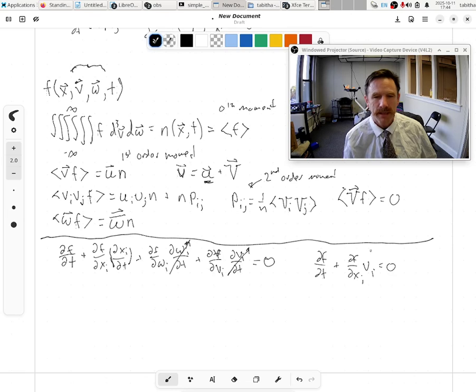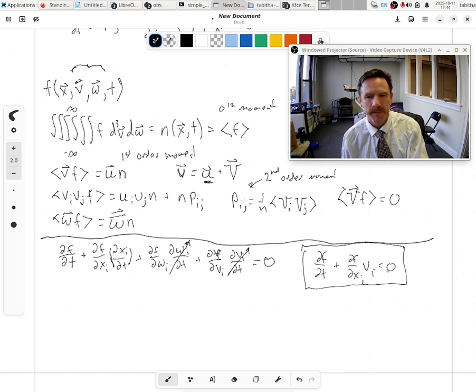And again, we're saying that this is equal to 0 because we're assuming that there's no collisions, which is of course a bad assumption, but it's going to give us the main characteristics. Typically you'd have a collision term here on the right hand side, but we're going to use this as our master equation for now.